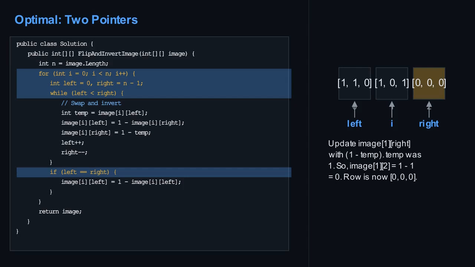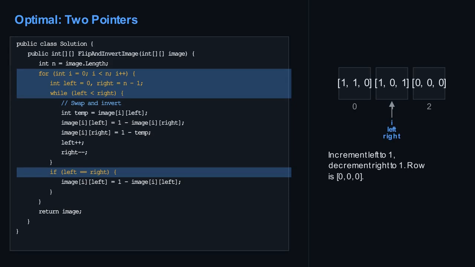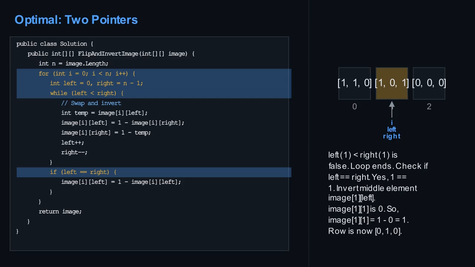We store image at row 1, column 0, which is 1, into temp. Temp is 1. Image at row 1, column 0 becomes 1 minus image at row 1, column 2, which is 1. So 1 minus 1 is 0. Image at row 1, column 0 becomes 0. Image at row 1, column 2 becomes 1 minus temp, which was 1. So 1 minus 1 is 0. Image at row 1, column 2 becomes 0.